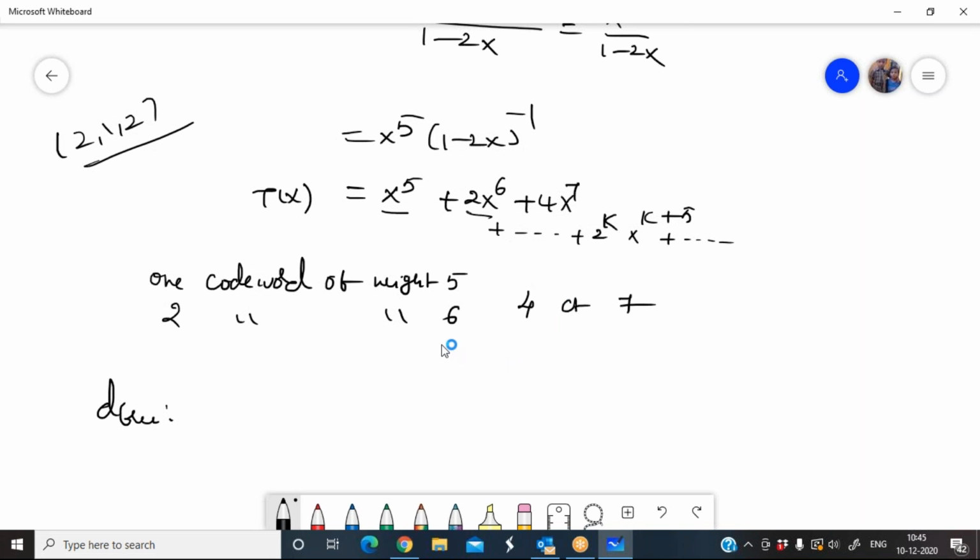So the free distance is, what is the minimum distance among these? See, the code word of weight 5, what is the meaning of this? The number of non-zero elements is 5, or you can say directly that d free equals 5. Is it okay? So that's it about the transfer function.